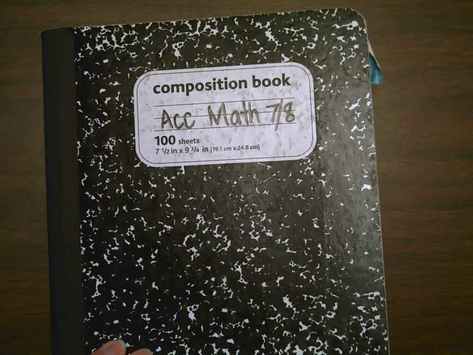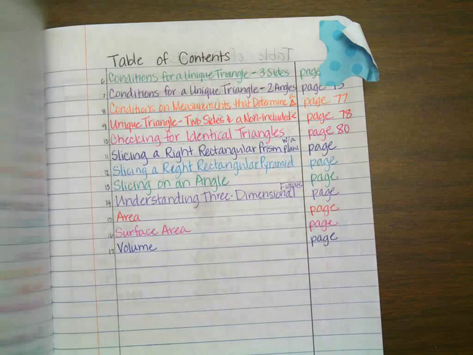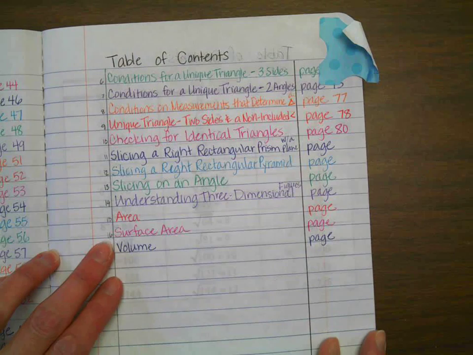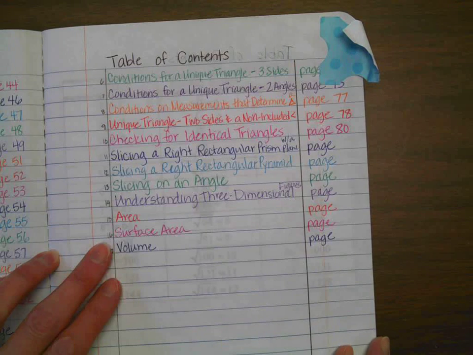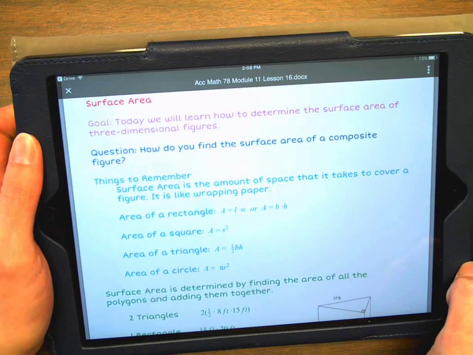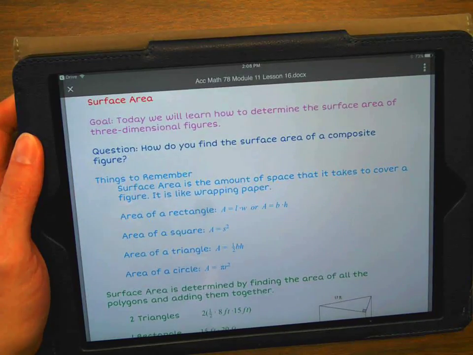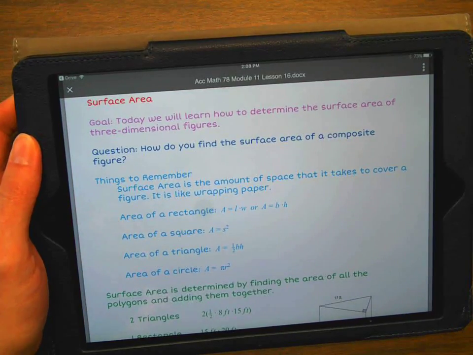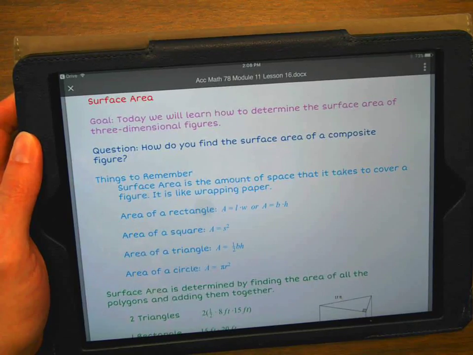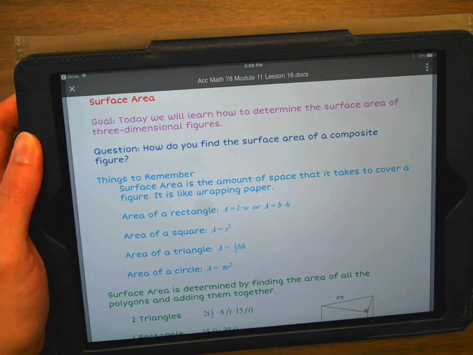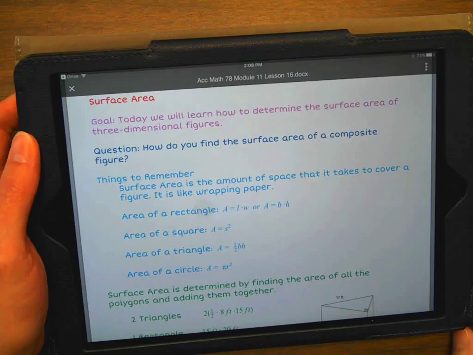We are still working in Module 11, and today we're going to start Lesson 16. Lesson 16 is called Surface Area, making sure you're writing down your page numbers in your comp book. So again, we are working with surface area, which is a review of the concept, so we're going to go kind of quickly just because it is a review, but there's a couple of new aspects that I want you to be aware of. So our goal for today for surface area is, today we will learn how to determine the surface area of a three-dimensional figure, or areas of three-dimensional figures.